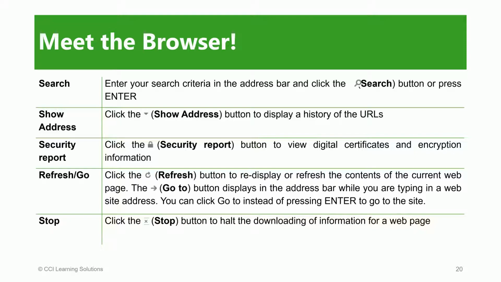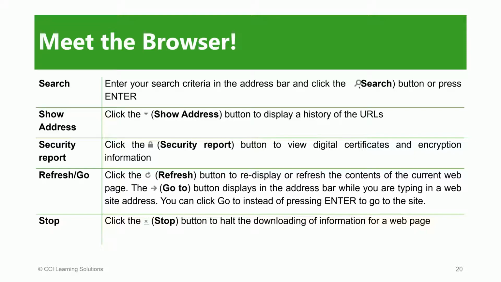So searching. You can enter your search criteria in the address bar and click the search button or press enter. Show address. You can click the show address button to display a history of the URLs. Security reports. Click the security report button, so the lock button, to view digital certificates and encryption information.